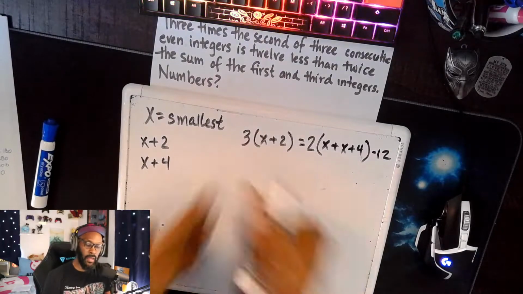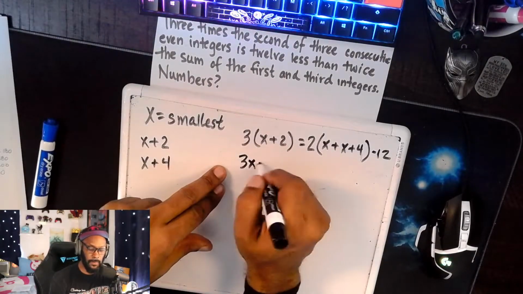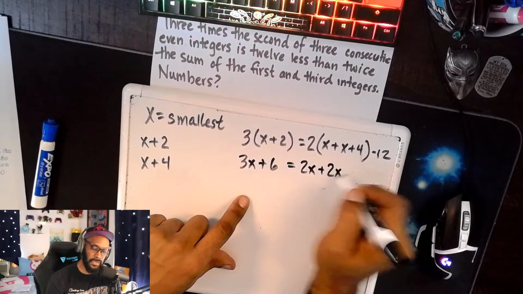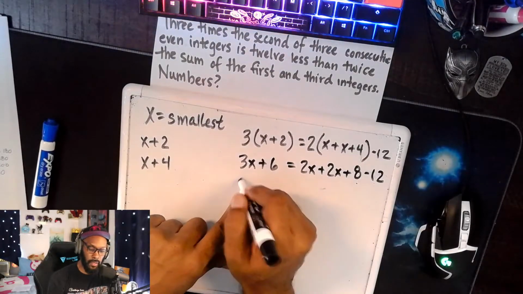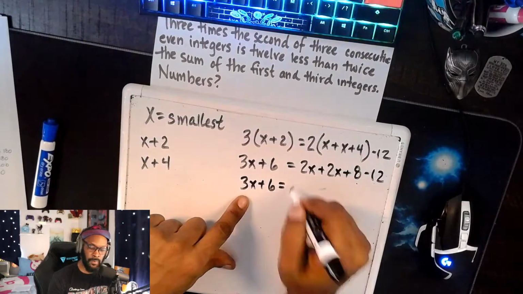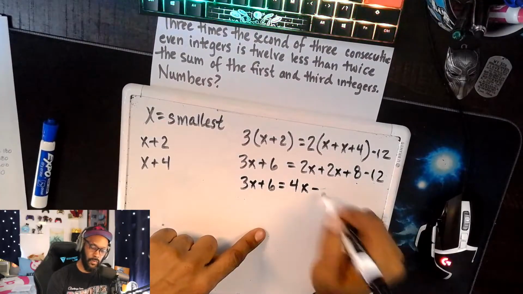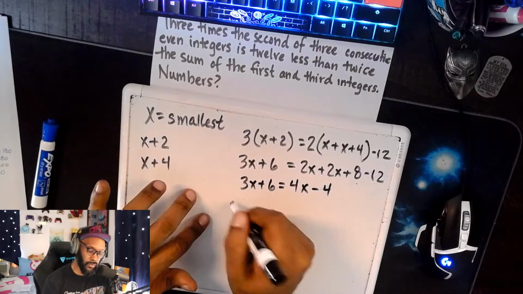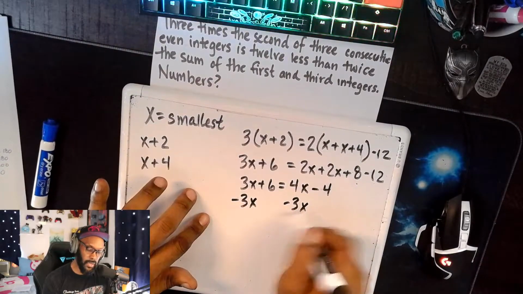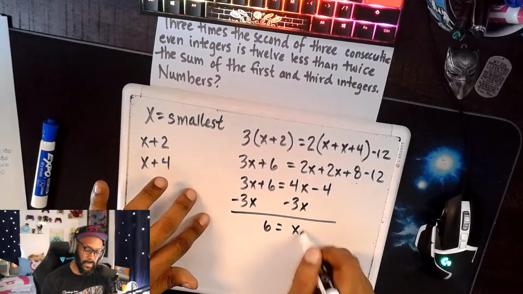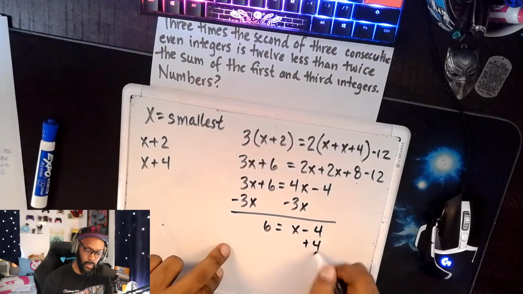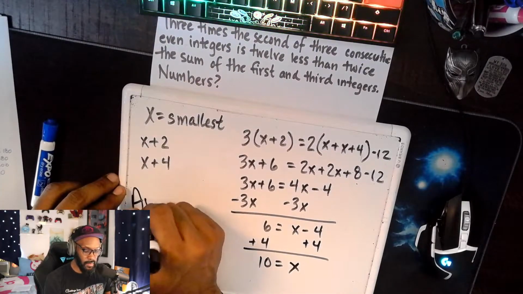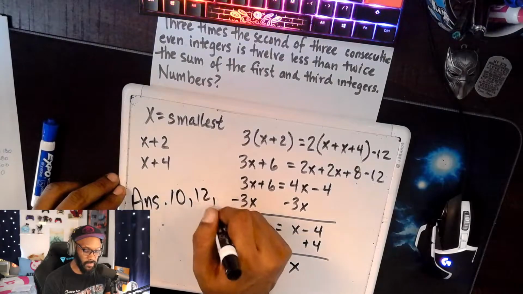Now let's do some math. Distributive property. 3x plus 6 equals 2x plus 2x plus an 8 minus 12. All right. Let's do some combining of terms, people. 4x minus 4. Remember, you might diverge from what I'm about to do, but we should end up in the same place. Minus 3x. Minus 3x. x equals 10. If x is 10, then that means my answer is 10, 12, and 14.